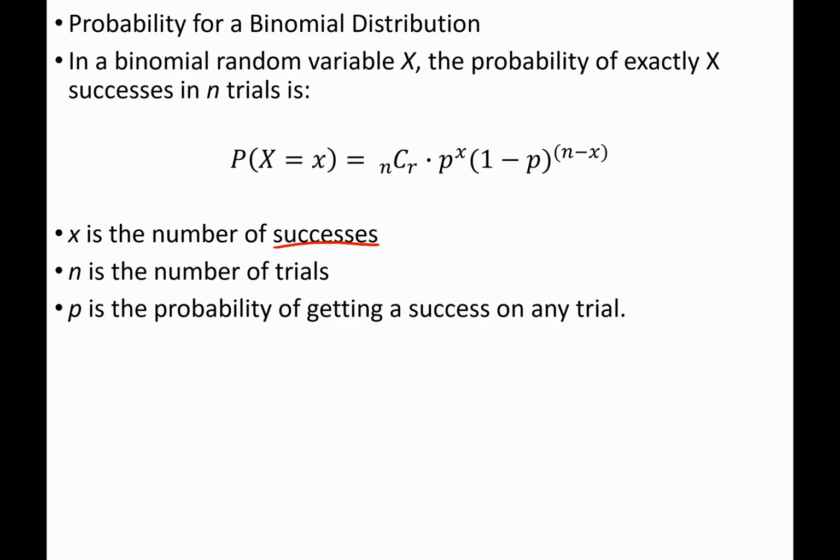All right, N then is the number of trials. P is the probability of getting a success on any trial. So that little lowercase p, I know we're used to capital P for probability, so hopefully it's not too big of a jump for us to go to that little lowercase p. All right, so that is our little formula.